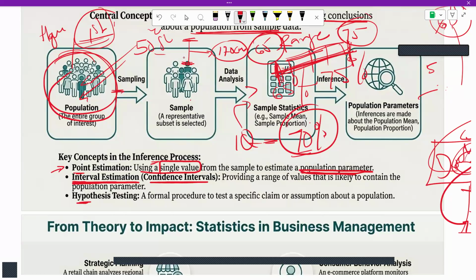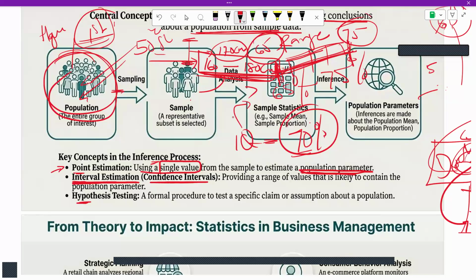Rather than using a single value, if I say the university first year student's height is between 160 to 180 centimeters, so this is what we use, two values with confidence. So it is called interval estimation. Based on the sample, I predict the population.